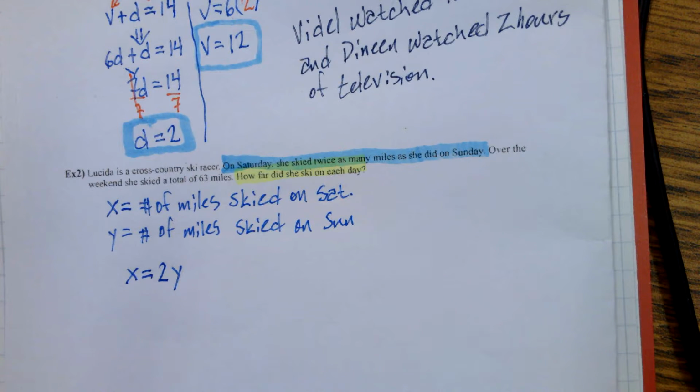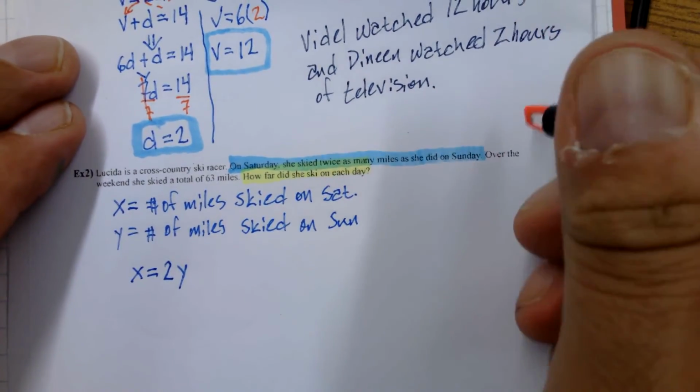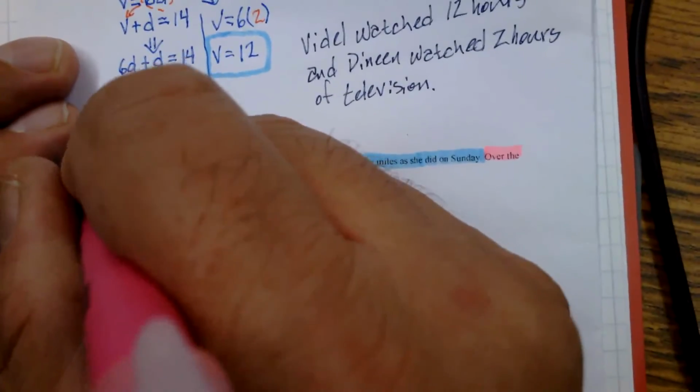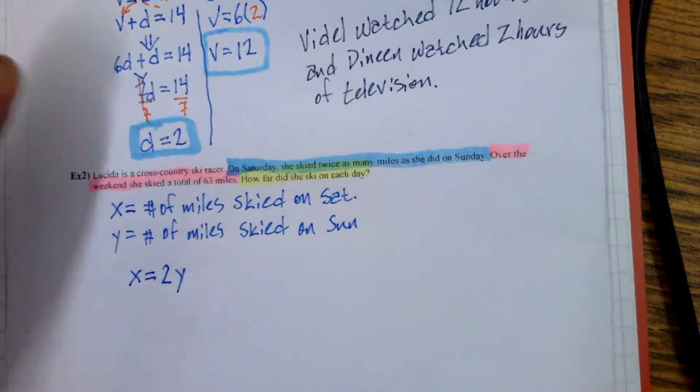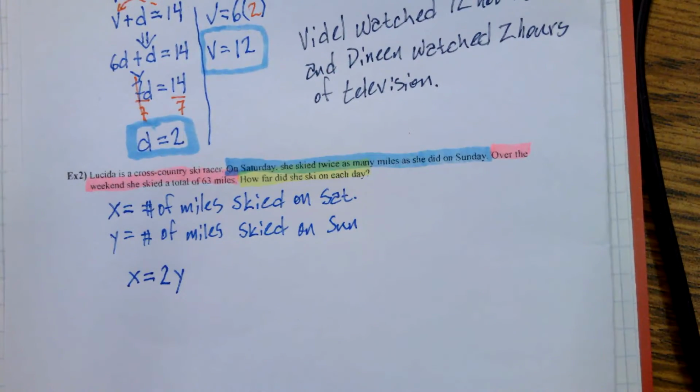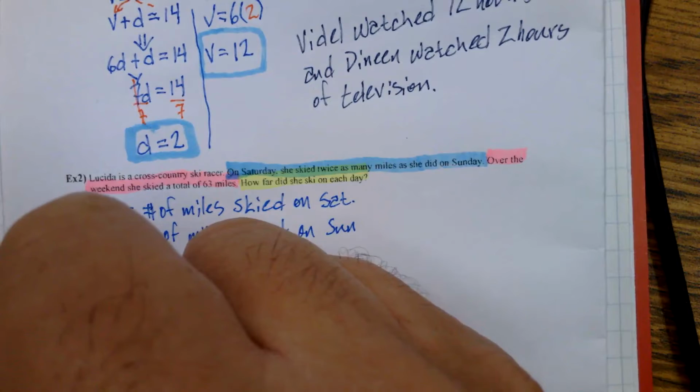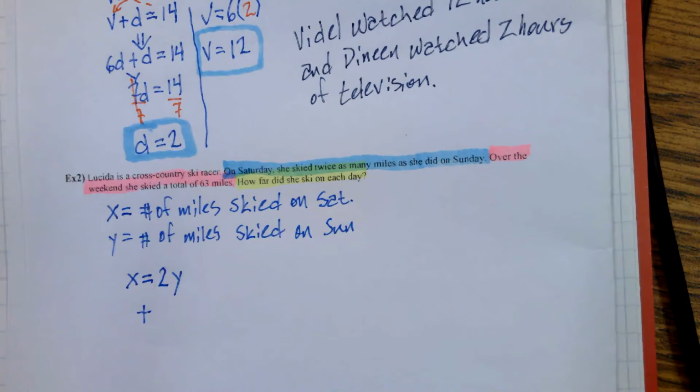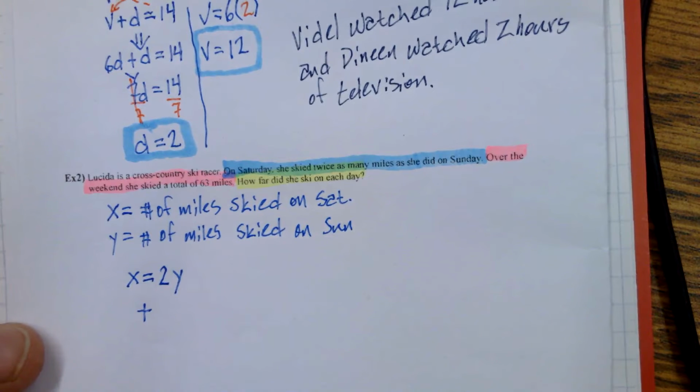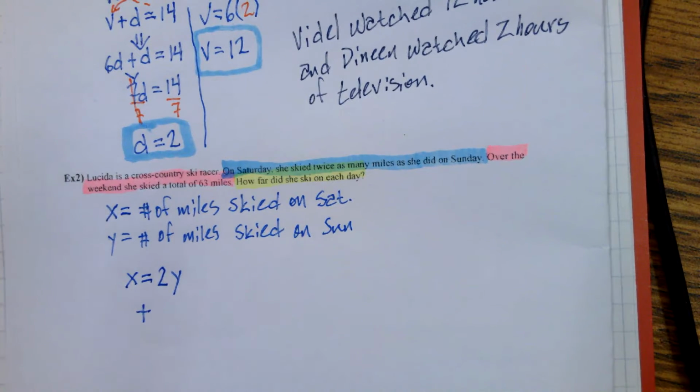Over the weekend, she skied a total of 63 miles. How would we total that up? The miles. What do we do when we total them up? Add. So we got to add. When it says total, we got to add it. What are we adding? Well, I don't know. Can't you just divide 63? Well, I want to set up equations. I want to do it this way.